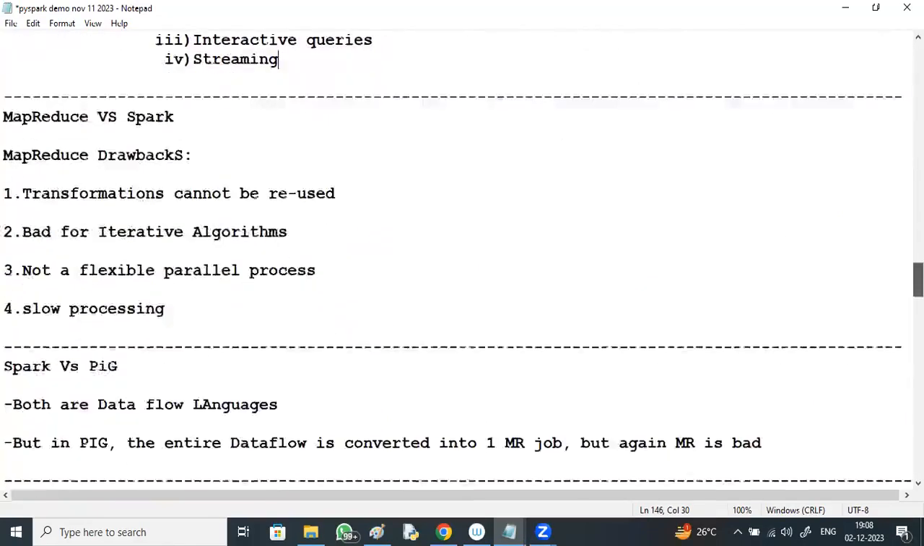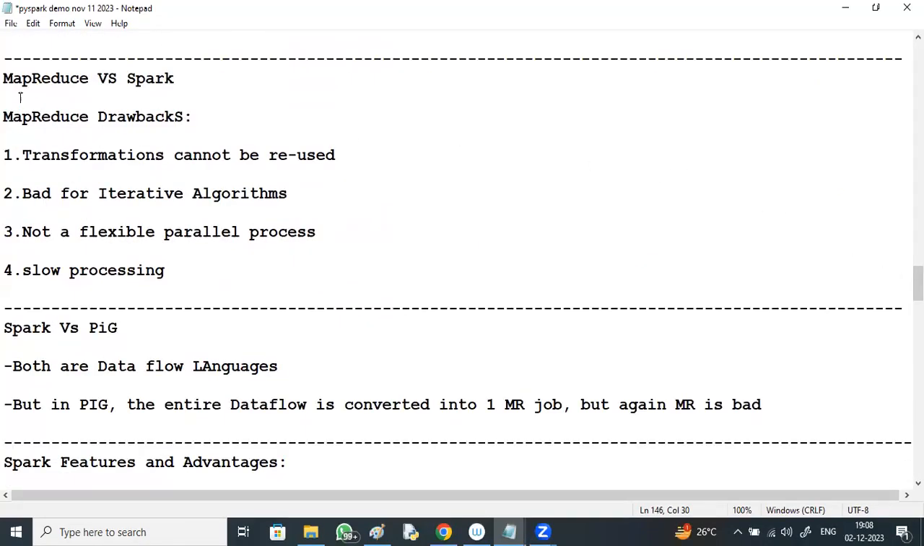So MapReduce, in Hadoop, we have the MapReduce execution model. The main drawback with MapReduce is that transformations cannot be reused. If you have already executed some transformations, the output cannot be reused. But in Spark, the output of executed transformations can be reused in other transformations. MapReduce is also bad for iterative algorithms, and most ML algorithms are iterative.